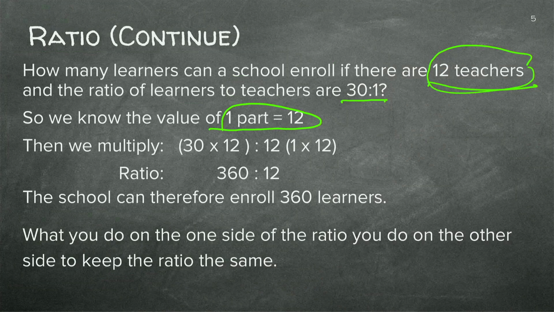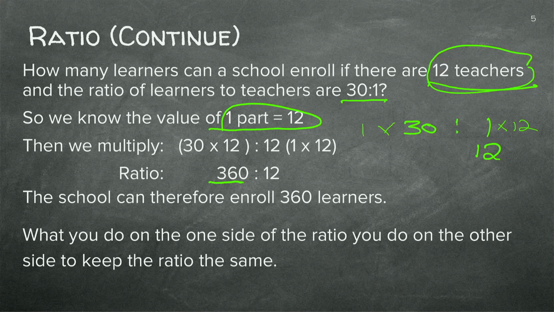So they're telling us that 1 part is equal to 12. So we will have to find out how many learners they can then enroll. So what are we going to do? We're going to multiply 30 by 12, and we're going to get 360. So if it's a 30 to 1, we know that 1 equals 12. So in order to get this, we multiply that side by 12.